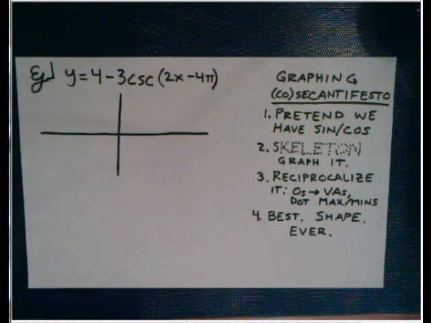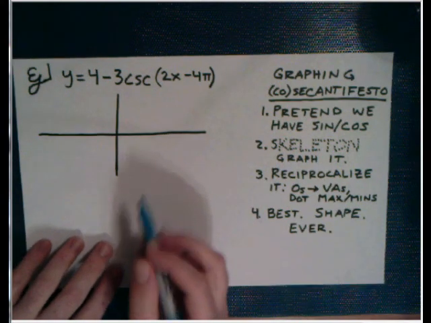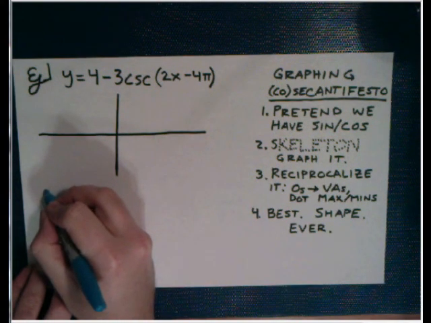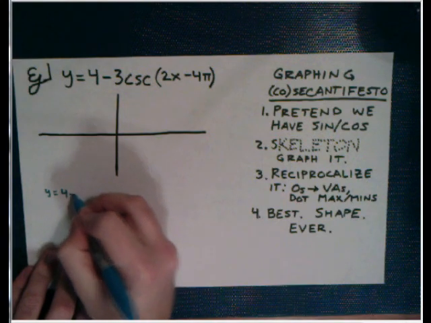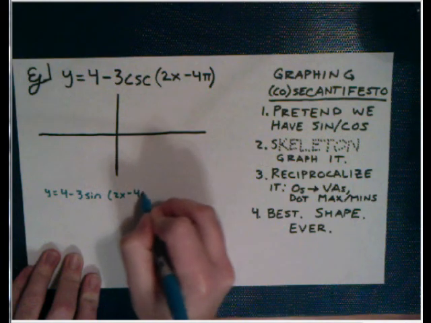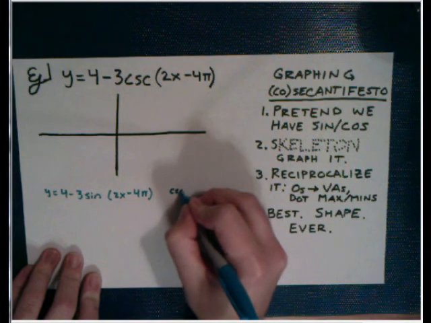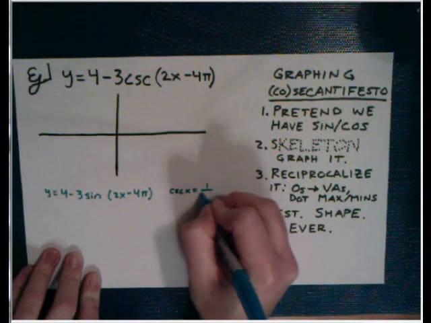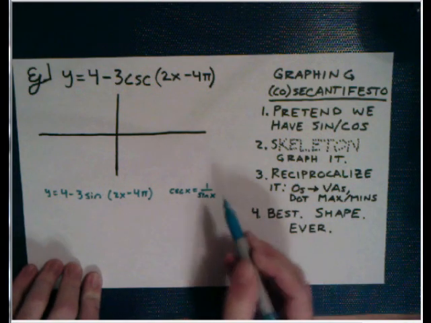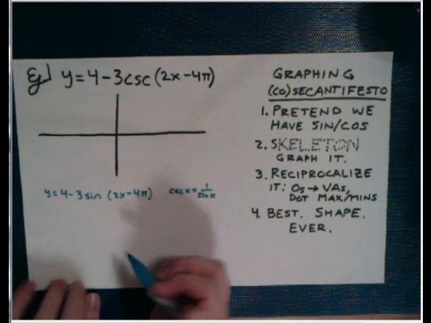So we're graphing a cosecant function. Where we're going to start is with the first step. We're going to pretend we have a sine or a cosine function, and to do that, I'm going to try and do all of it in blue. Most of our analysis is actually going to come from that sine or cosine function. So in this case, what I'm going to pretend is that we're looking at instead 4 minus 3 sine of 2x minus 4 pi. And again, the reason why is because cosecant of x equals 1 over sine of x. They're reciprocal functions. So we're going to use that information to build up our skeleton, and then we'll actually graph the cosecant on there.